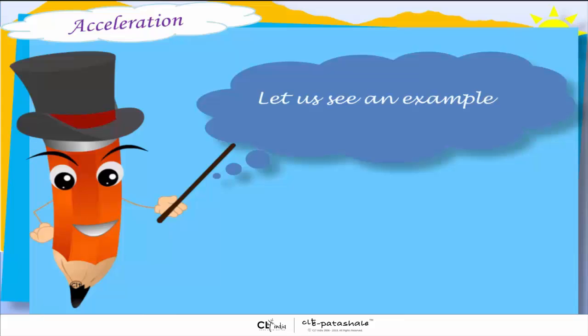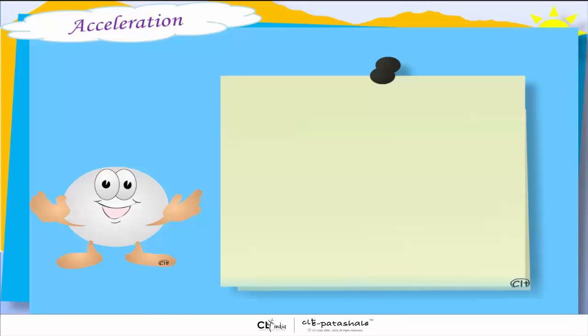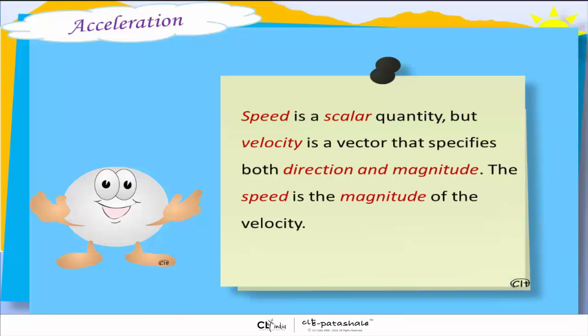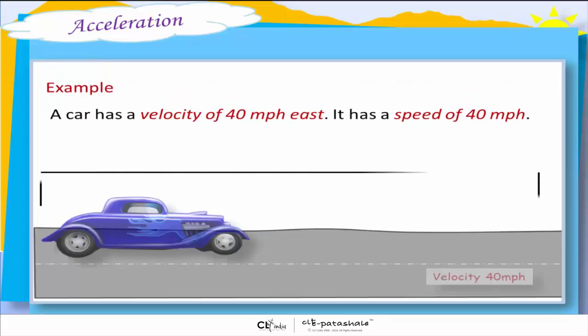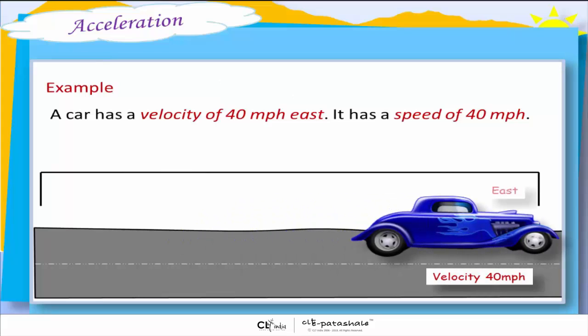Let us now look at one example. Speed is a scalar quantity, but velocity is a vector that specifies both direction and magnitude. The speed is the magnitude of the velocity. For example, a car has a velocity of 40 miles per hour east. It has a speed of 40 miles per hour.